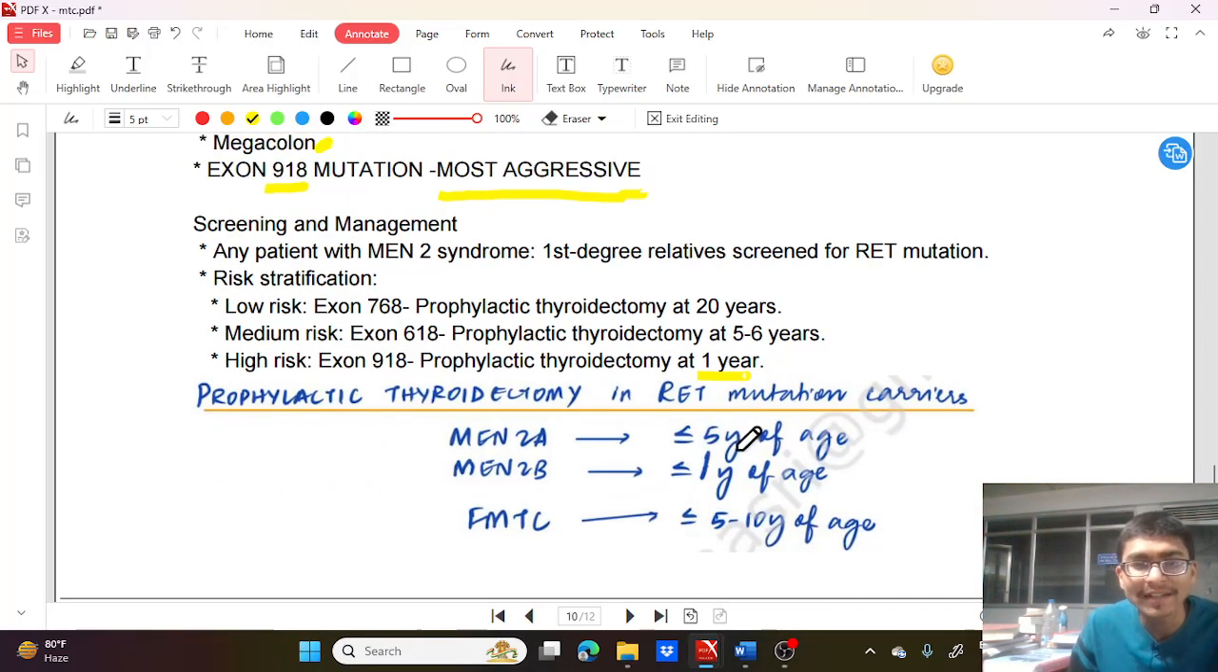Then coming lastly to when we go for prophylactic thyroidectomy in RET mutation carriers: when it is associated with MEN2A, in less than 5 years of age, in MEN2B at 1 year of age, and in familial medullary thyroid cancers, at 5 to 10 years of age. So these are some of the timings which we have to remember, which will be helpful for surgery to prevent cancers in familial or hereditary cases of medullary thyroid cancers.